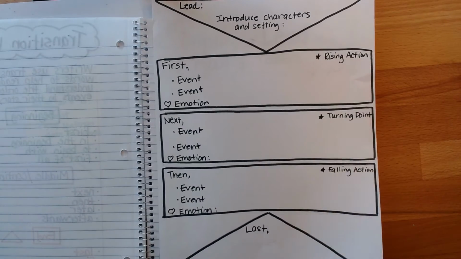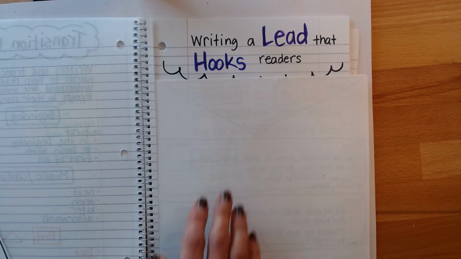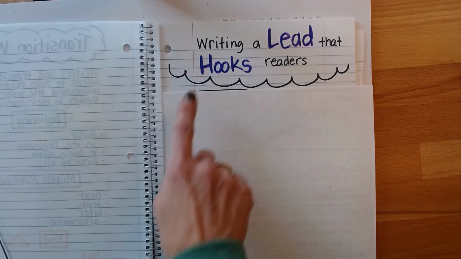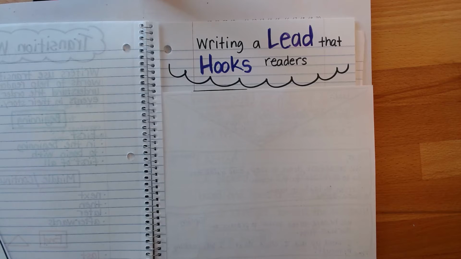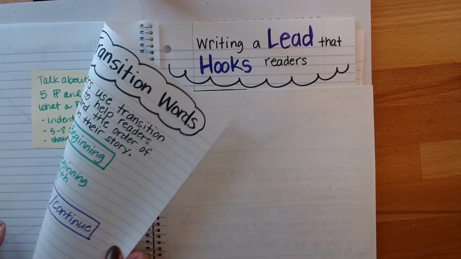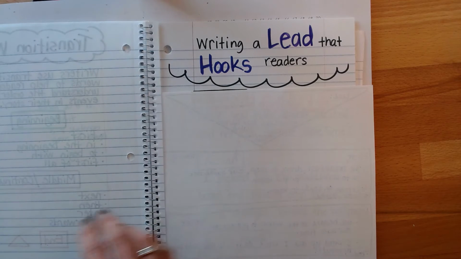So what I want you to do is find your reader's notebook. You're going to pause the video and you're going to write down this heading. Probably is right after transition words. That's the last one that we worked on was transition words. So pause the video and write this title down. Writing a lead that hooks your reader. So think about fishing and how you would hook a fish.